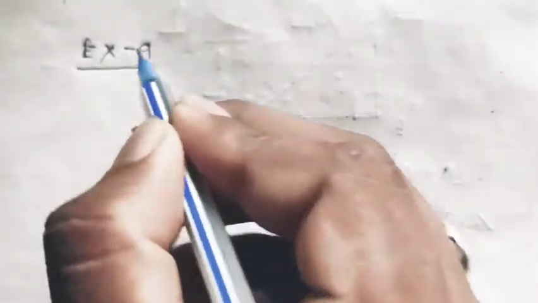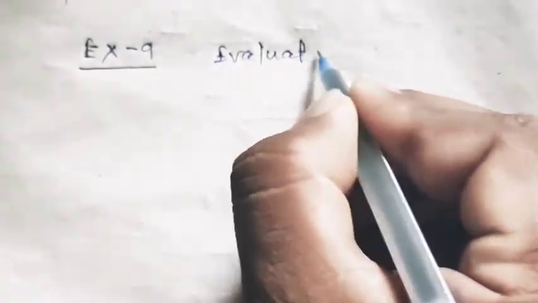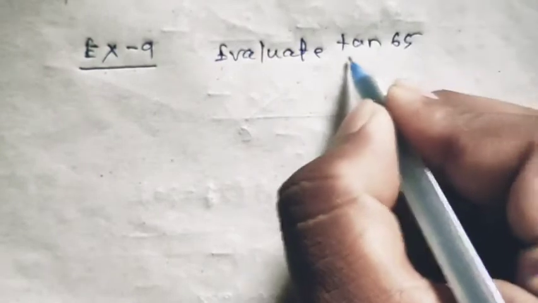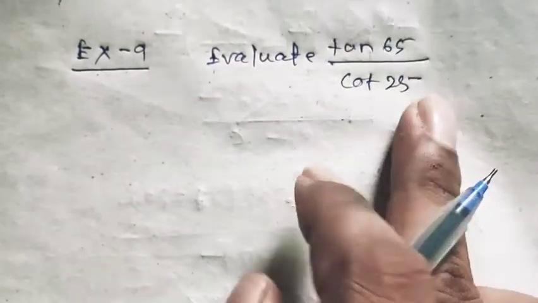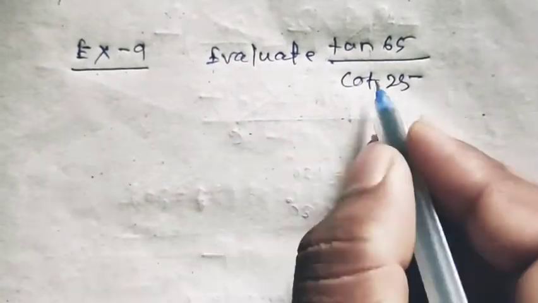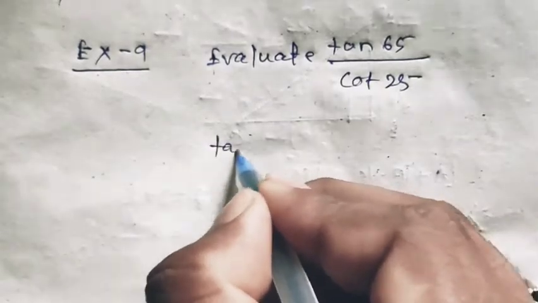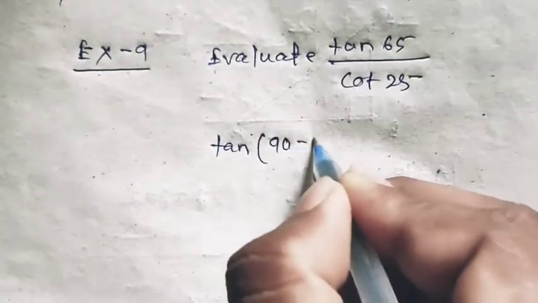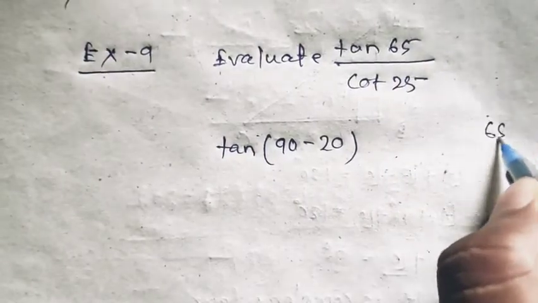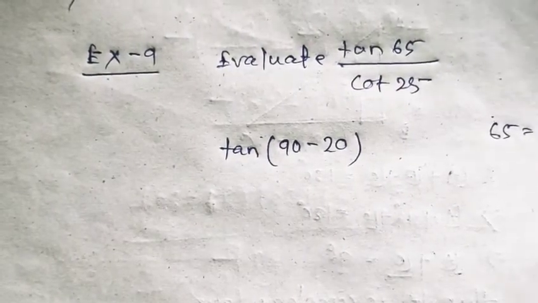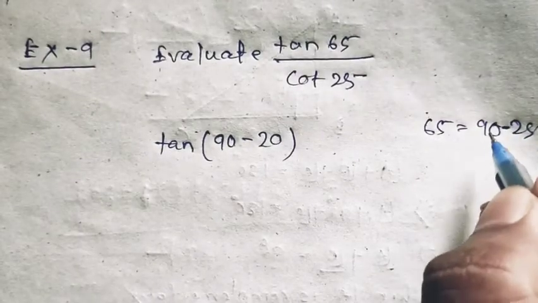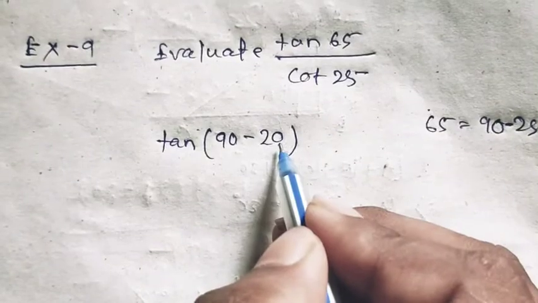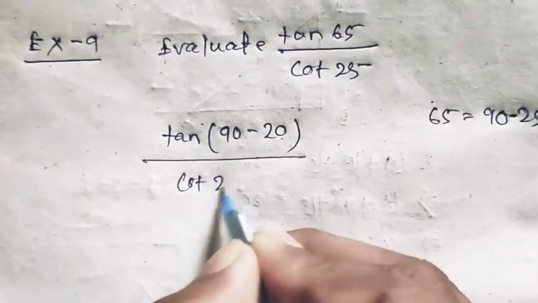So in example number 9, what is given? Evaluate tan 65 divided by cot 25. Right. So from here I can write tan 65, because 65 is equal to 90 minus 25, right? So I can write 65 as 90 minus 25, divided by cot 25.